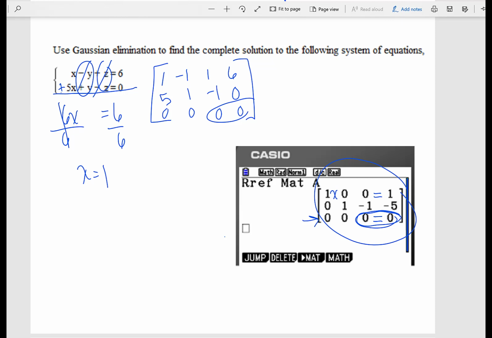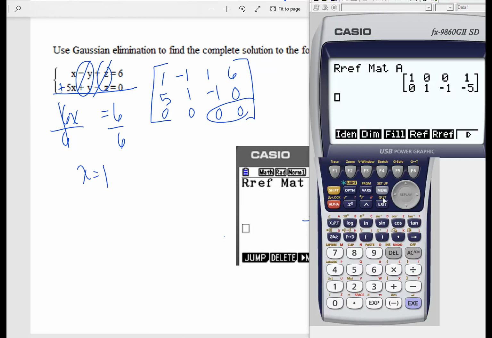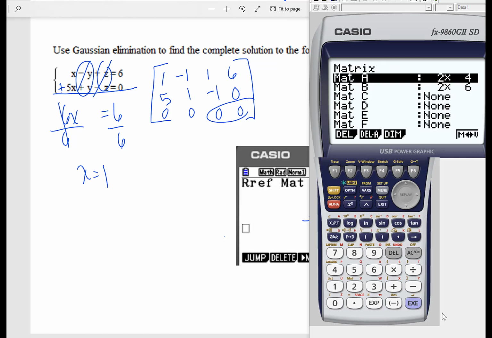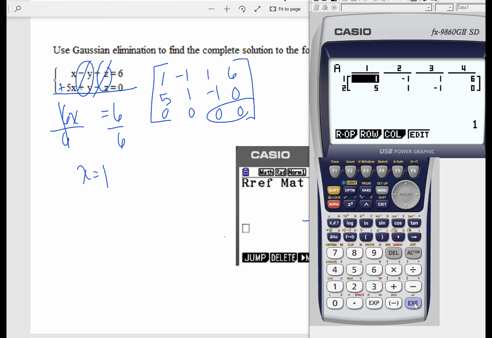But be careful. Let me show you on the calculator. If I only entered a 2x4, only what was here, and I didn't enter in that third row, then when I do RREF of matrix A, it's only going to give me 2 rows here, okay? Now, this is going to be useful in the following problems that we're going to work with, but just make sure that you understand if you're missing that third row, that's why.